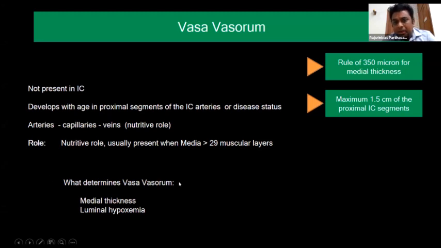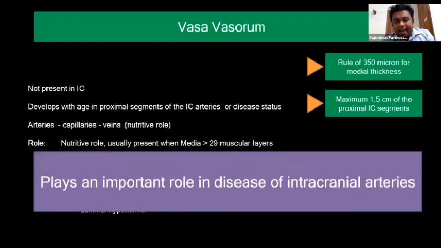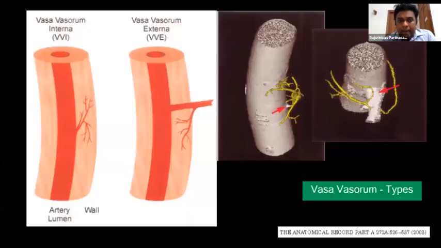What determines formation of vasa vasorum in the intracranial circulation is medial thickness and luminal hypoxemia. The maximum is the proximal 15 millimeters of the intracranial internal carotid and the vertebral artery, which can form vasa vasorum with aging. So it can play an important role in the disease status of intracranial arteries. And because it is usually absent, intracranial atherosclerosis is thought to be less common.